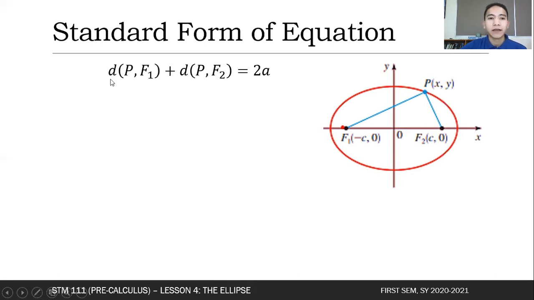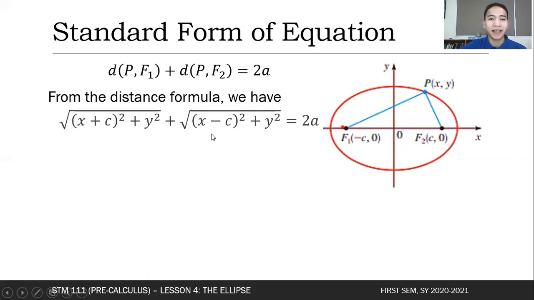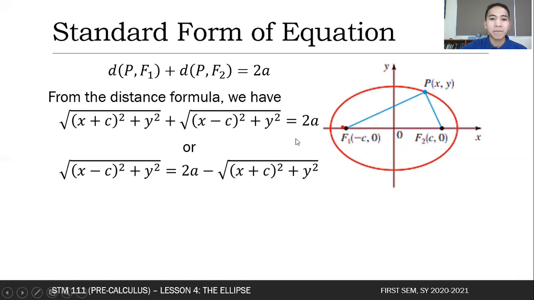Okay. So dahil distance ang pinag-uusapan, pwede tayong gumamit ng distance formula. So pag ginamit natin ang distance formula from P to f sub 1 plus P to f sub 2 and equate that to 2a, we have this one. Okay. Yan. Or we can have it as this one. So we just applied APE or addition property of equality by, we subtracted the square root of the quantity x plus c squared plus y squared on both sides.